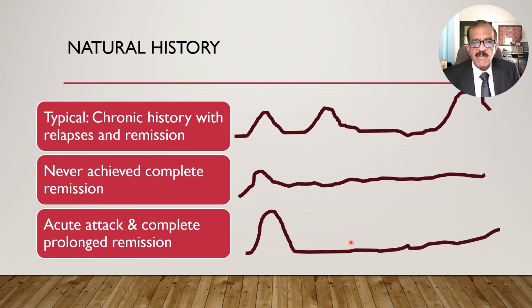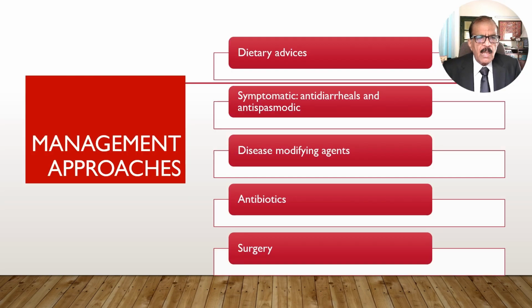Now please remember, many patients with ulcerative colitis do not have ulcers, and this would be more true in ulcerative colitis than Crohn's disease. I think this may be more true in Crohn's disease. So all three variants are possible. The management principles are the same in both groups. These are the management approaches. I will discuss them in more detail in the next video.